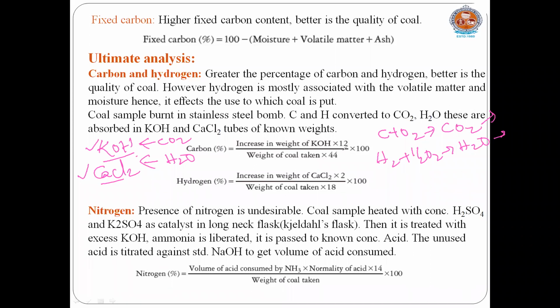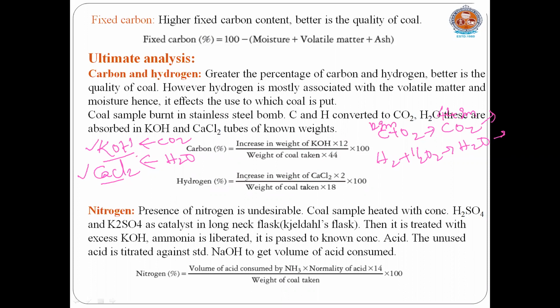So why do we take these numerical values 12 by 44? Because 12 grams of carbon by reacting with oxygen produces 44 grams of carbon dioxide. Or we can say like this, 44 grams of carbon dioxide contains 12 grams of carbon, right? So we use these numerical values 12 by 44 into 100. We can include the weight of the coal taken also, so that we can determine the percentage of carbon content. Like that, same for hydrogen percentage.